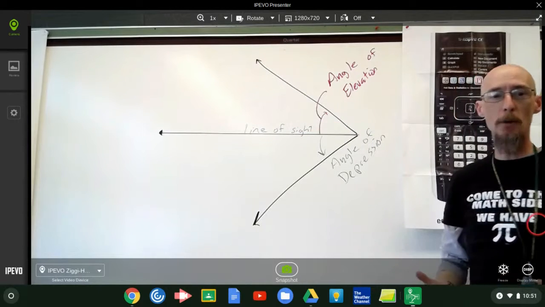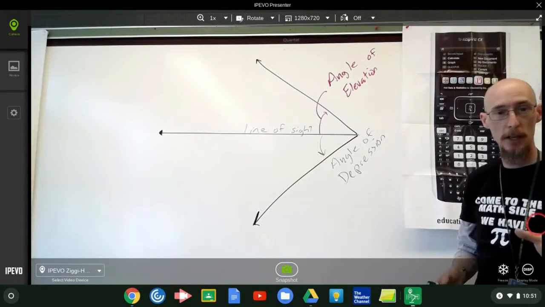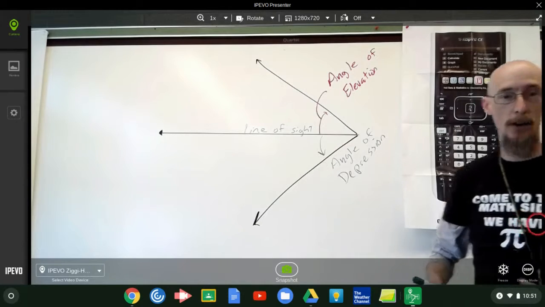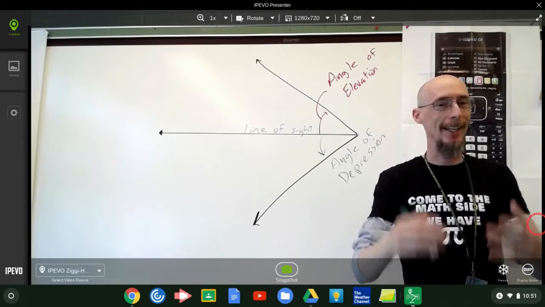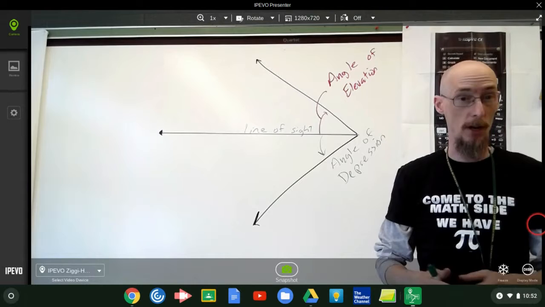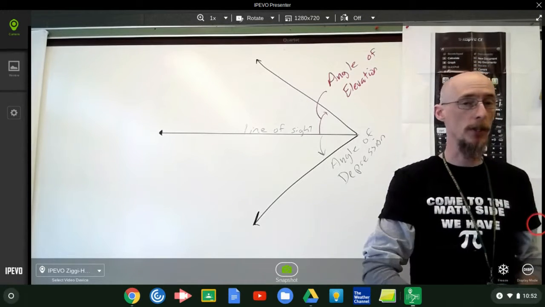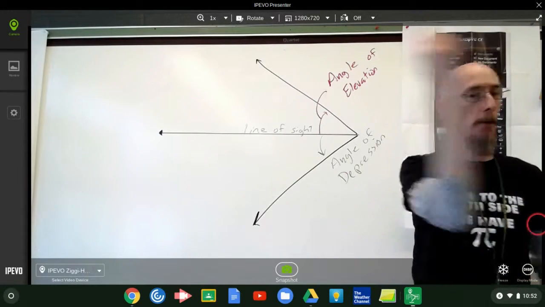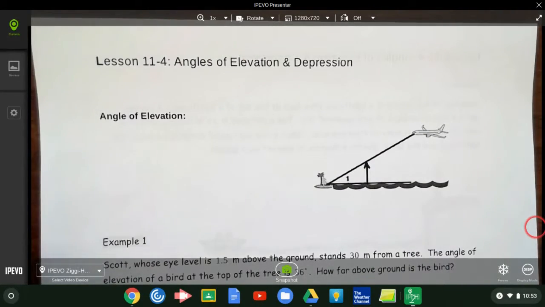Okay? So now that we've got that little bit of note of what an angle of depression and an angle of elevation are, those two different things, let's look at how some of them work on some problems. Okay? So go to our worksheet. We're going to take a look at that. Let's go. So now we're here at our worksheet.